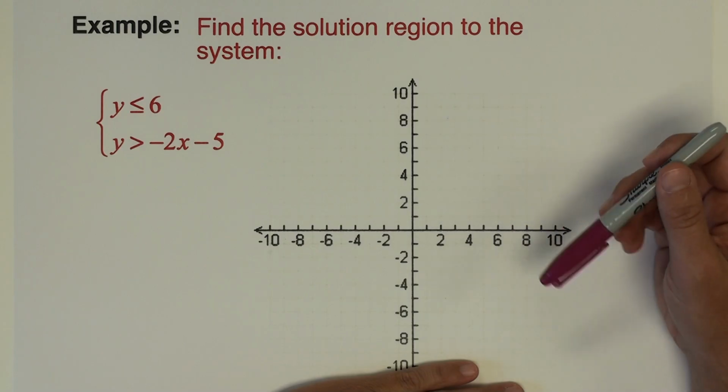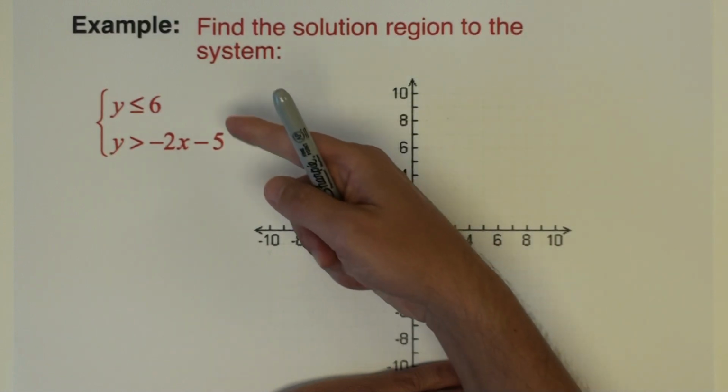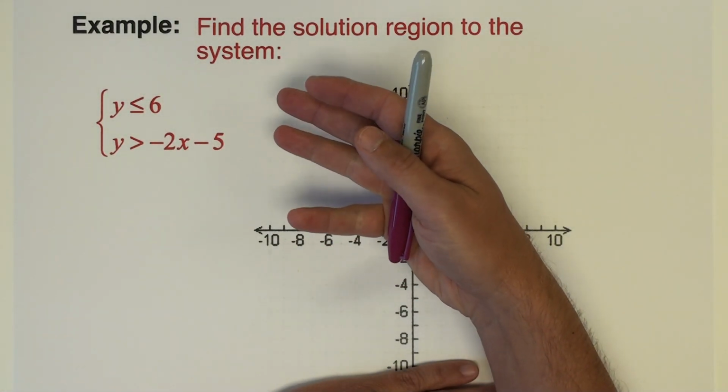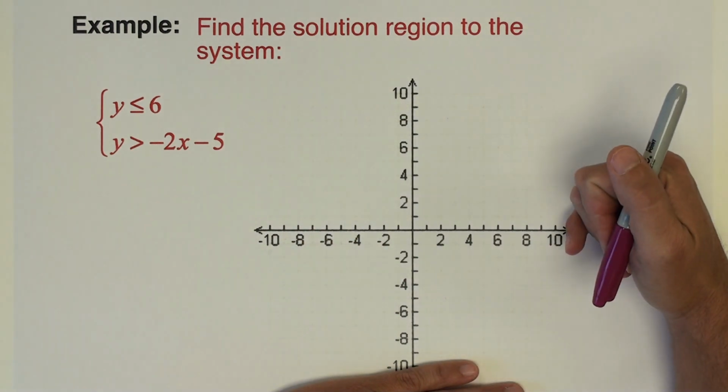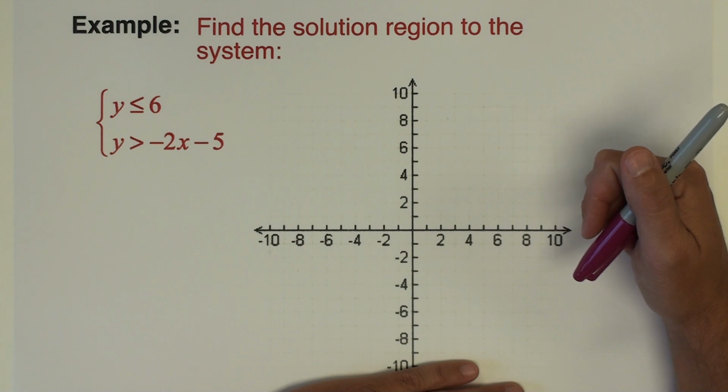Alright, this next problem asks us to find the solution region to the system. So here we have a system. We've got two linear inequalities. We're going to graph both of them with their appropriate shading, and then we're going to look for an area of overlapping shading.